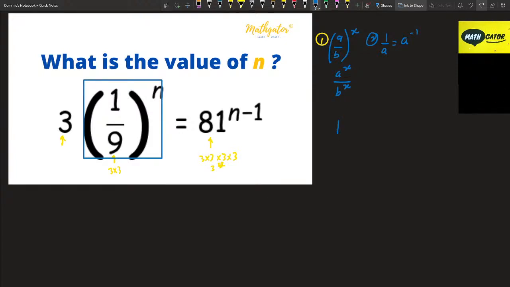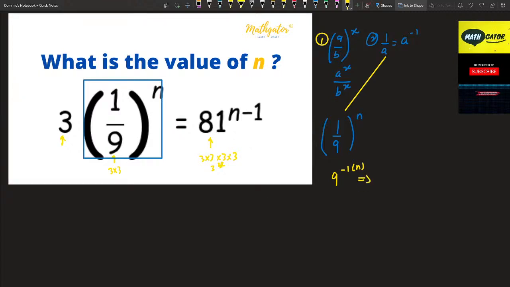Okay, so once I have established that, then we'll have what is n, right? Good. So I'm going to change this 1 over 9 to look exactly like this one. So it becomes 9 raised to the power negative 1. And then remember the bracket means multiplication, so the n will be multiplying. So at the end of the day, we should have 9 raised to the power negative n. Okay? 9 raised to the power negative n.